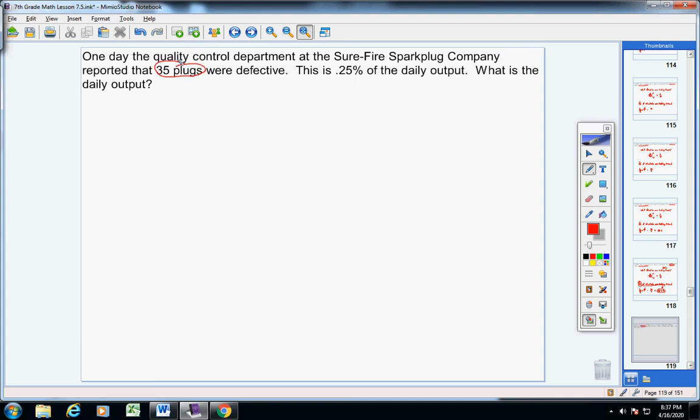Okay, now that's a small amount. In fact, 35 is only 0.25%. That's less than 1%. Okay, so they make a lot of spark plugs in one day. Okay, but 35 were defective, and this 35 is 0.25% of the daily output. Okay, what is the daily output? In other words, how many spark plugs they make in a day?